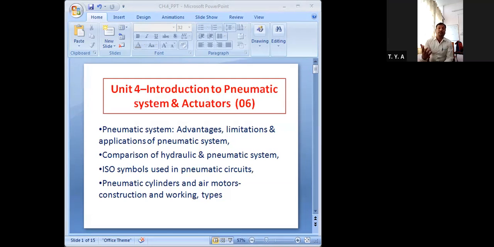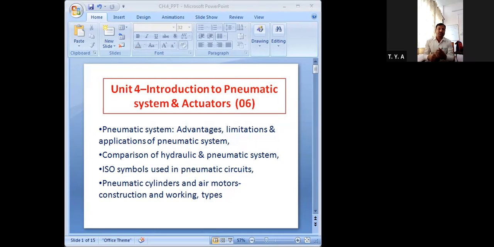Through these points, you should be able to answer one question: what are the reasons for considering the use of pneumatic systems instead of the hydraulic system? You should get that answer through this chapter number 4. After discussing that, we'll once again compare the hydraulic and pneumatic systems.